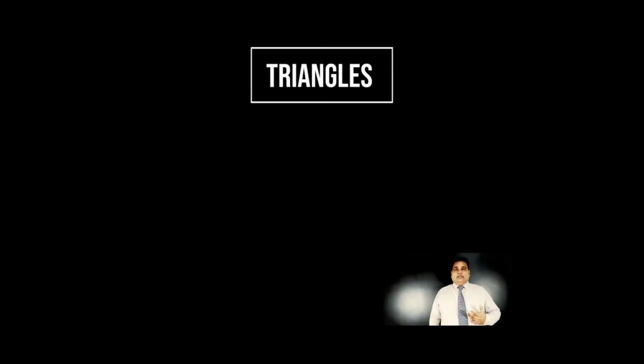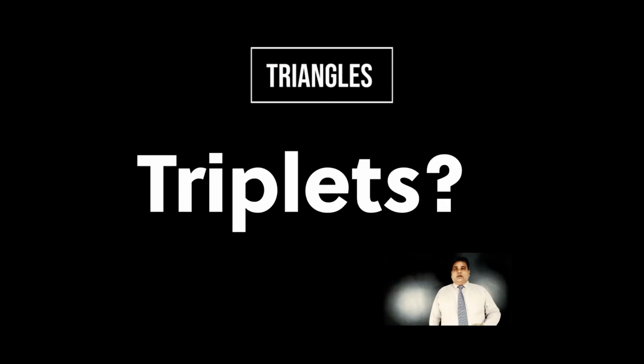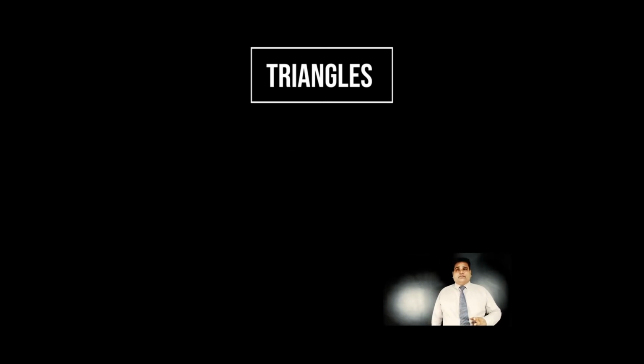Now concept number 17, triplets. So what are triplets basically? When a combination of three sides satisfies the Pythagoras theorem, these three sides are known as triplets.